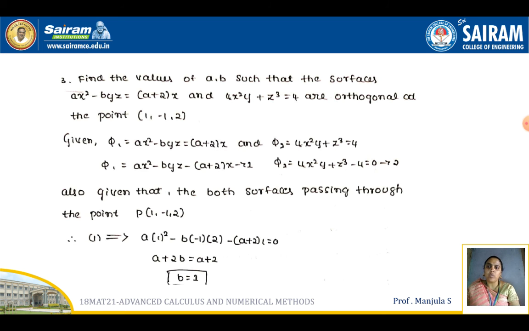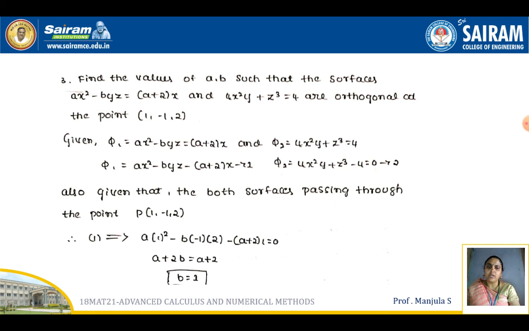Similarly, one more problem: find the values of a and b such that the surfaces ax square minus byz, which equals a plus 2 into x, and 4x square y plus z cube, which equals 4, are orthogonal at the point 1, minus 1, 2. Clearly, they say these two surfaces are orthogonal at the point. Now here we have to find the values of a and b.